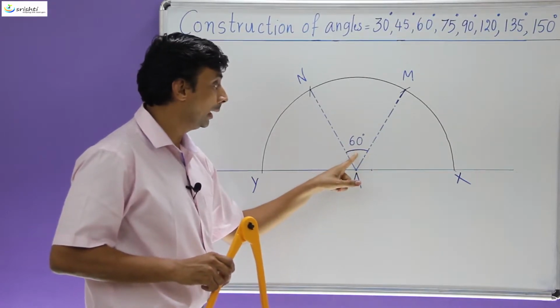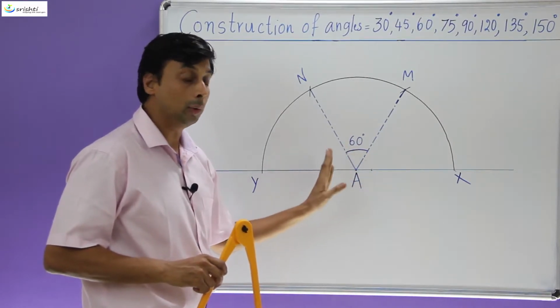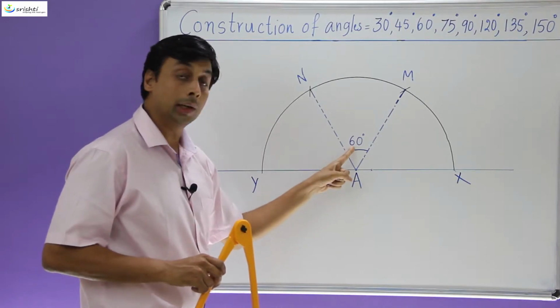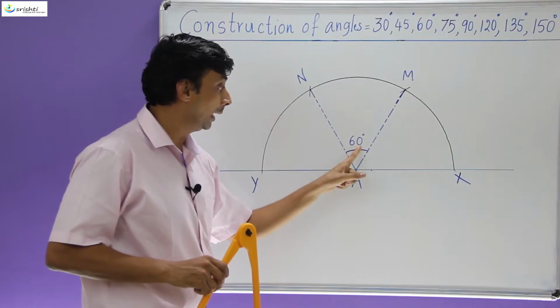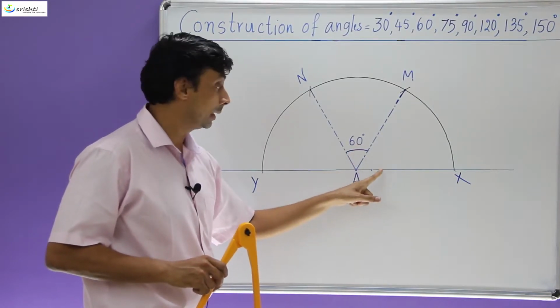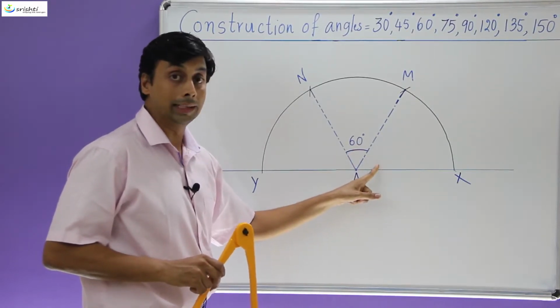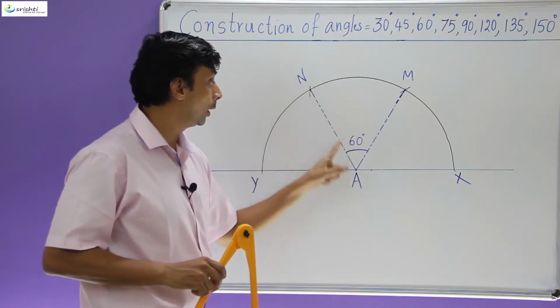And there is a 60-degree angle over here as well. What we are going to do is bisect this particular 60 degree so that we get a 30 degree out of it. That 30 degree, the bisected 30 degree along with this 60 degree will give us a right angle. So how should we bisect this particular angle?